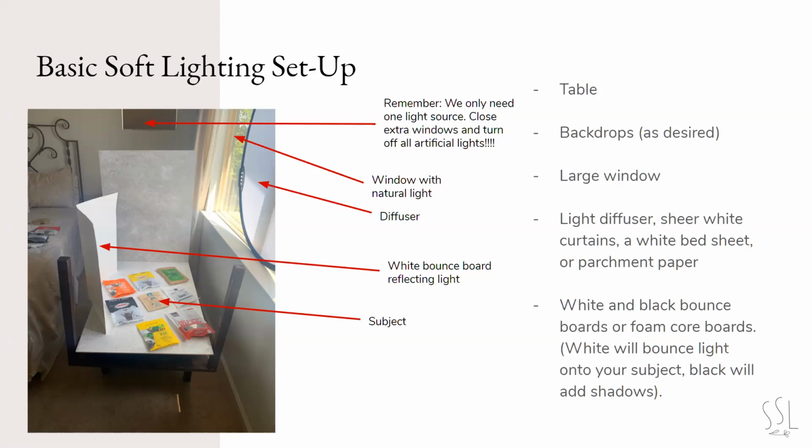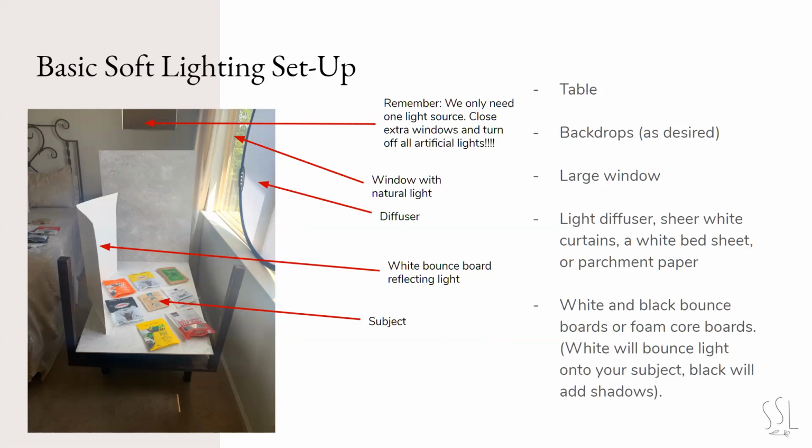A black bounce board is going to do the exact opposite. If we have a very bright light and there's no shadows, it's going to make our object look flat in photos instead of 3D. So to fix this, we will put a black bounce board on the shadowy side of our subject, and the black is going to suck in all the light from the window and reflect shadows onto our subject.